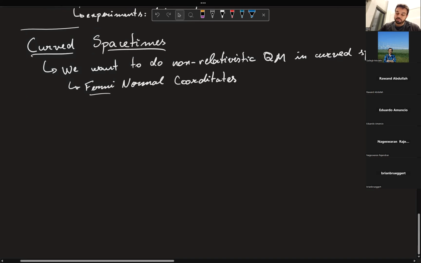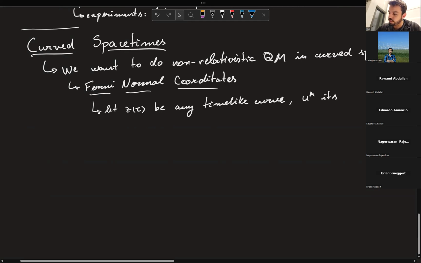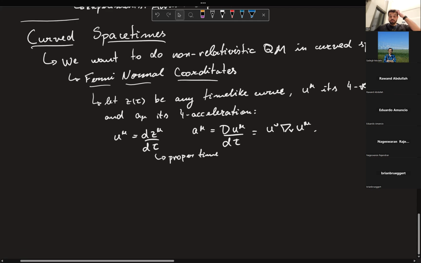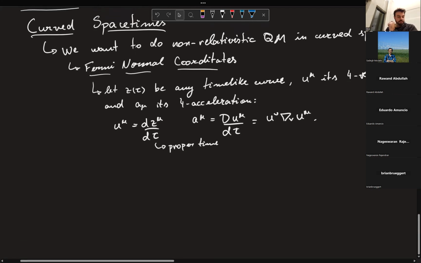All right, so Fermi normal coordinates, crash course. Let z of tau be any time-like curve in a given spacetime, of course. U mu is for velocity, and A mu is for acceleration. So basically, we have that U mu is dz mu over d tau, where tau is the proper time. We have that A mu is du mu over d tau, where d over d tau is basically u nu nabla nu of u mu. Okay? So, proper acceleration and four-velocity, nice.